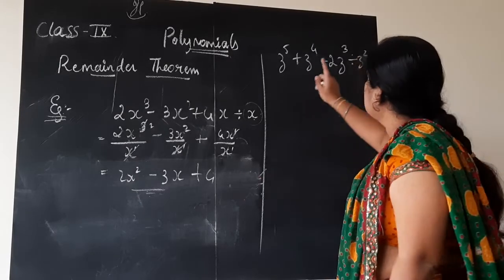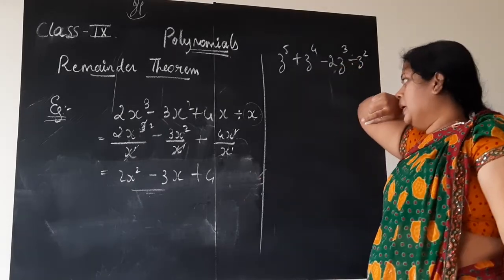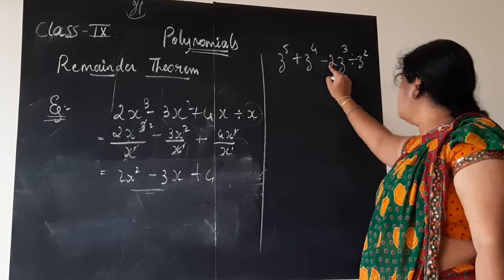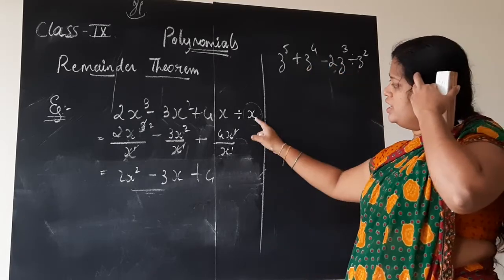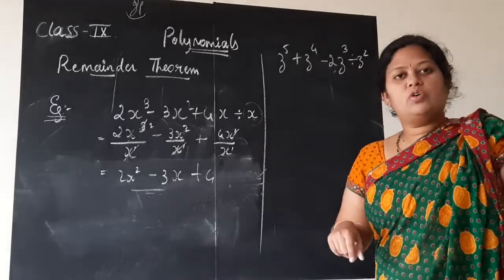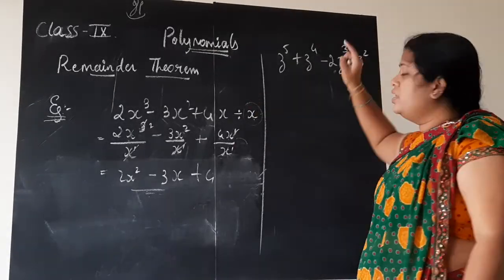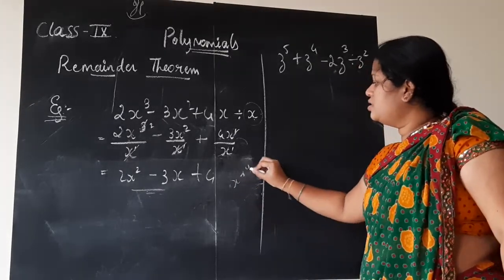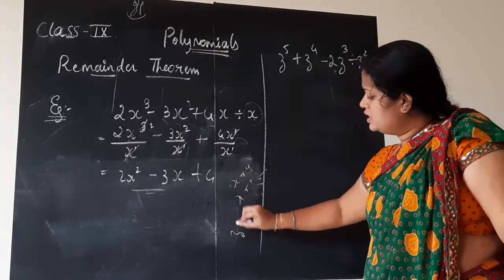So similar to this, I am going to this example. Z to the power 5 plus z to the power 4 minus 2z cube divided by z square. Here also we are dividing by a monomial. See, power 1 or power 2 doesn't make it a binomial, children. 2 terms should be there. X plus y, x plus 1, z plus 2.